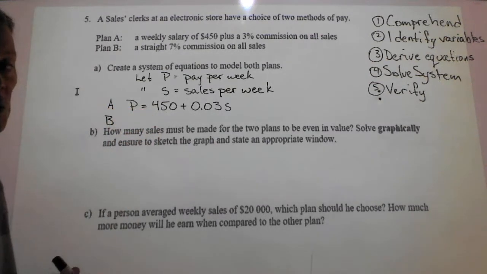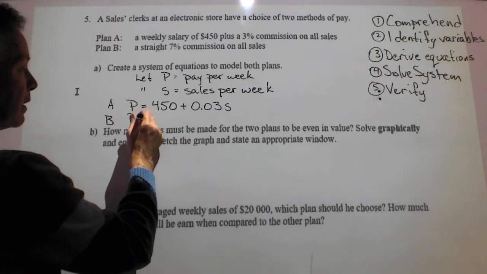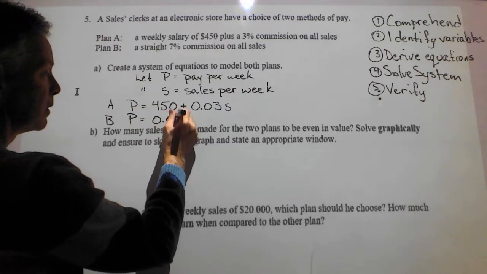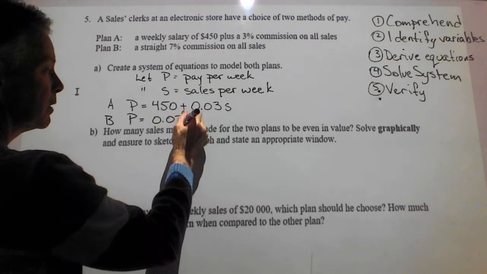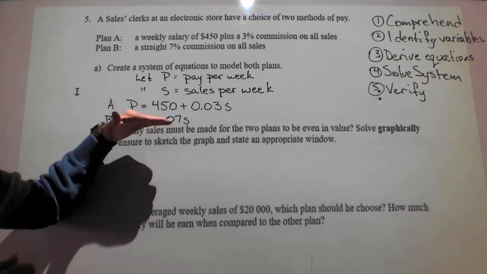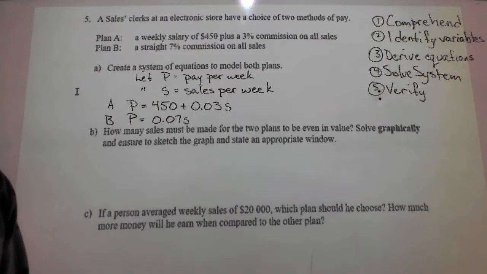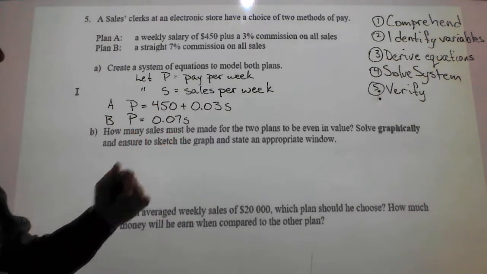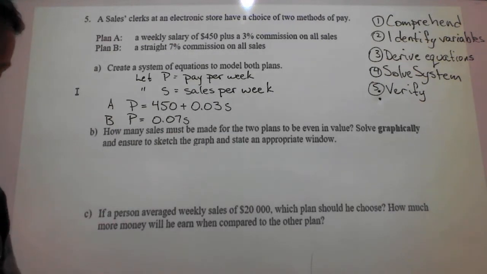How about plan B? Plan B is a simpler equation. Our total weekly pay is simply made up of our 7% commission multiplied by our sales. So, here's our two equations. How many sales must be made for the two plans to be even in value? Solve graphically and ensure to sketch the graph and state an appropriate window. Okay, so we're going to go to our graphing calculator now, and we're going to graph these guys.